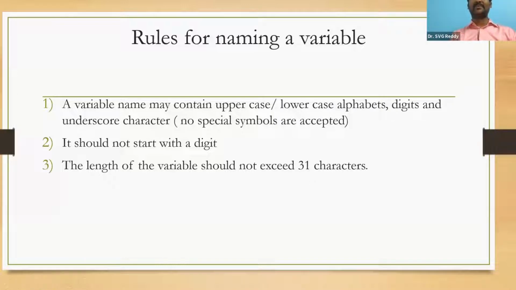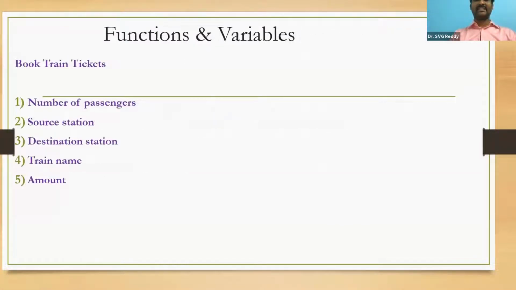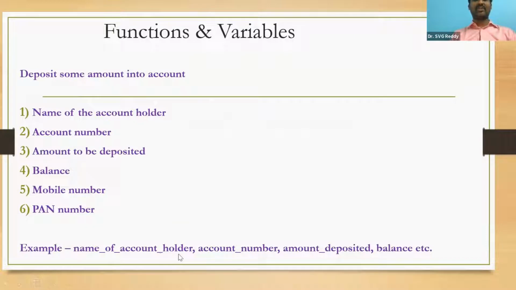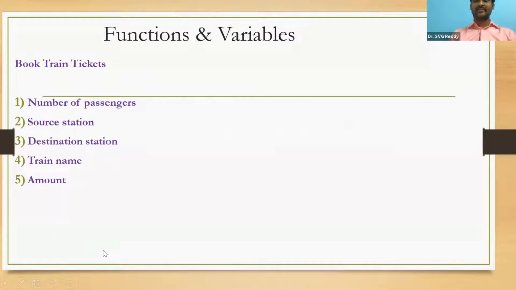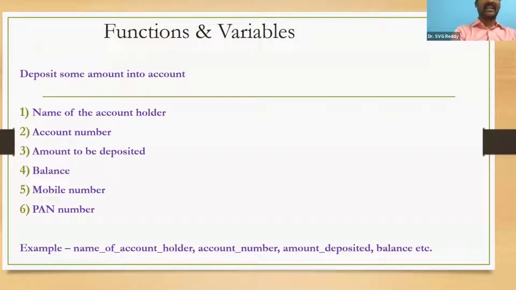Generally, all the C compilers say the length should not exceed 31 characters. So that's why, if you see here, the name of account holder didn't start with a digit, and there is only underscore used. So it didn't have a digit at the beginning. If you see name of account holder, account number, amount deposited and balance here, you can have only an alphabet as the starting letter, and you've used underscore as the one special symbol or character. That's all. Like this, and the total length has not crossed 31 characters.